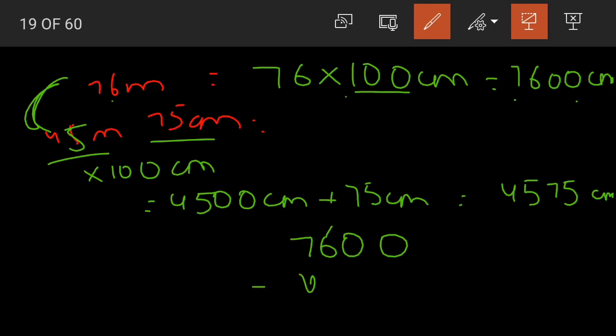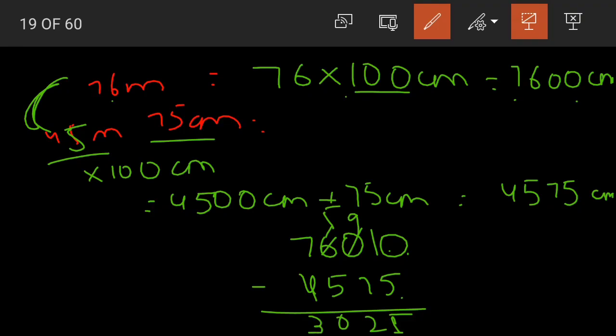Now we need to subtract these two terms. 7600 minus 4575. 0 minus 5 is not possible. We'll borrow. 10 minus 5, 5, 9 minus 7, 2, 5 minus 5, 0, 7 minus 4, 3. The answer would be 3025 centimeters. If you want to convert it into meters, it would be 30 meters and 25 centimeters.